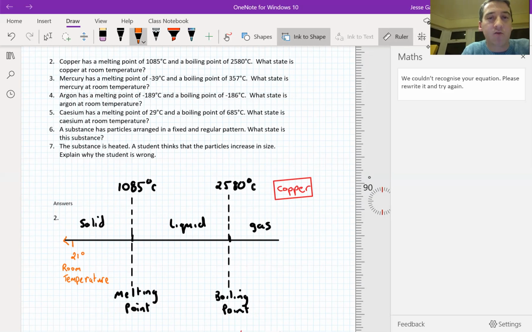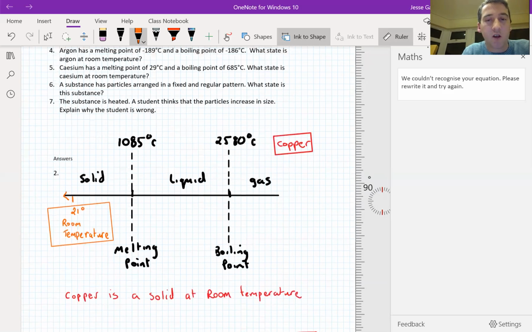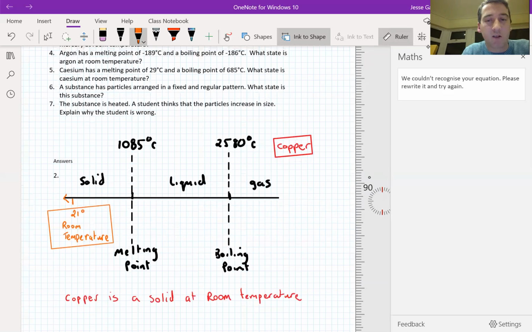Okay, what state is copper at room temperature? I've plotted the room temperature down here. As you can see, room temperature is 21 degrees. It's much below 1085, so that means it will be a solid. Copper is a solid at room temperature. And note the way I have pointed out here what the substance was, so you should also do that.